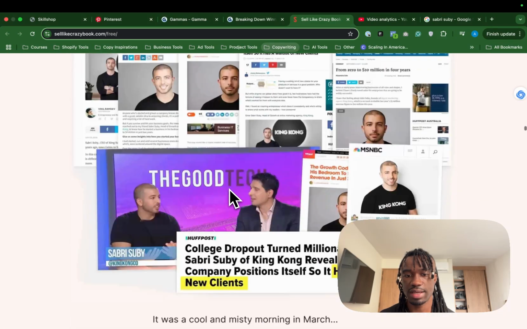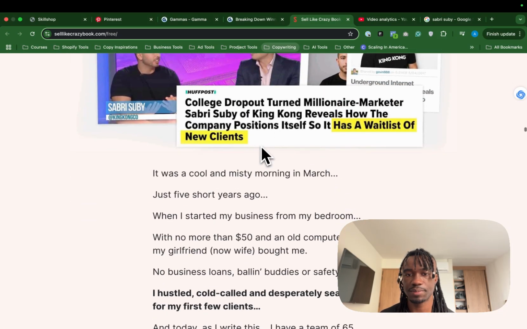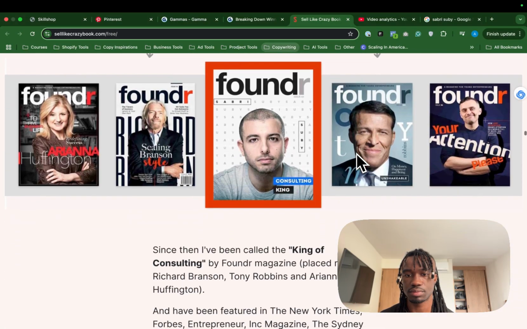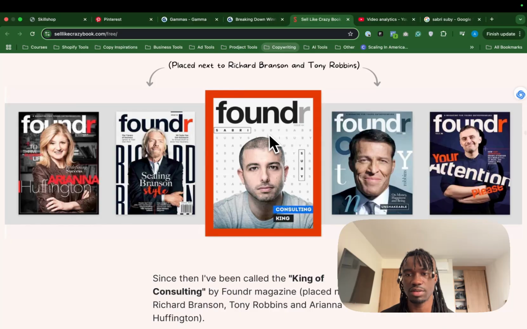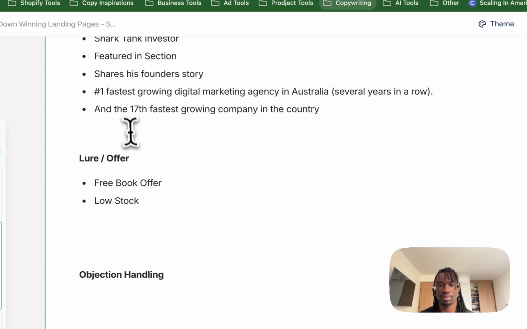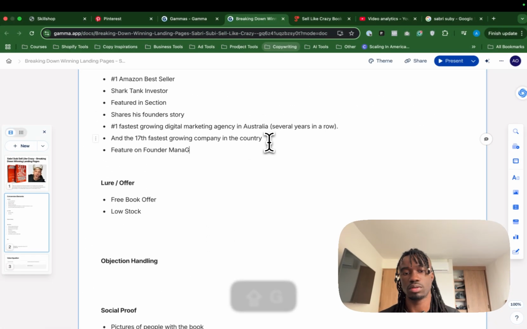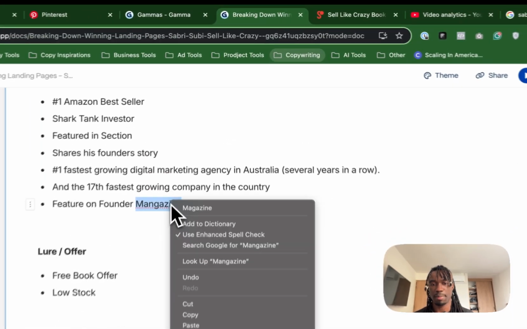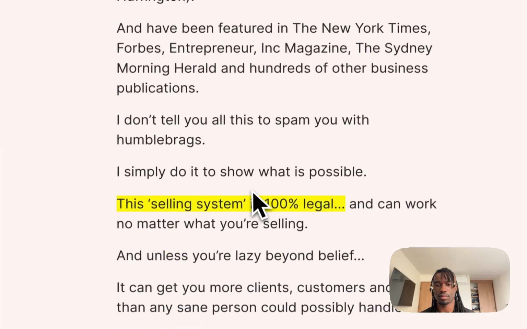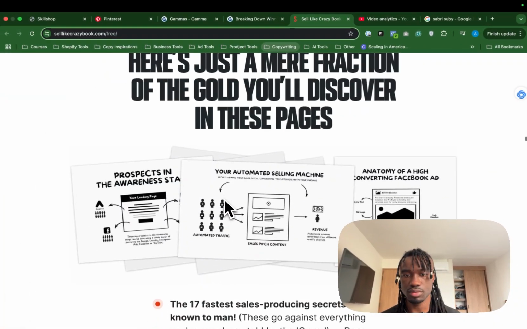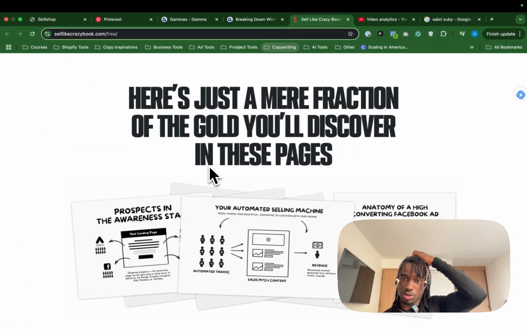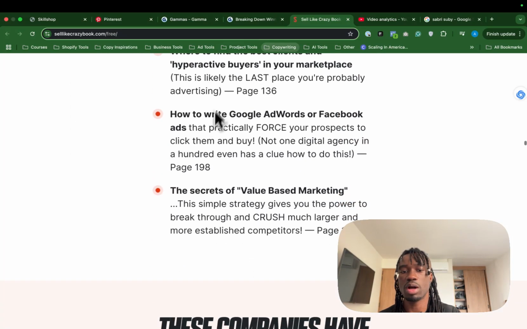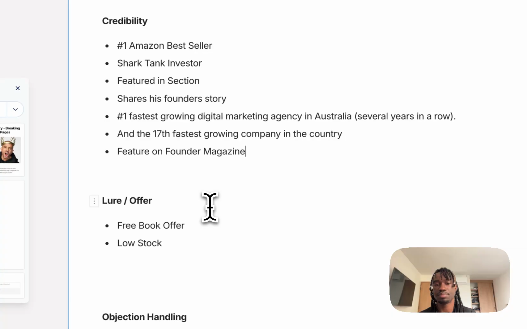Why is this book one of a kind? It's showing why it's unique. It's another feature on Founder, right? Let's keep going down. Watch the copy. Here's a fraction of what you discover in these pages as well. So you're sharing exactly some of the things that people are going to learn, right?